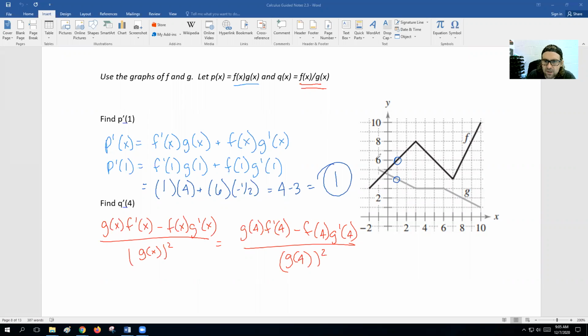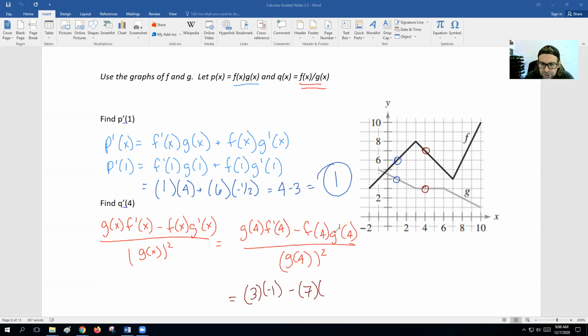Okay, so we're going to go over to 4. I'm going to circle these spots here, see what we got. All right, so G of 4. Where's G located at 4? It is located up here at, is that 3? Yeah, that's 3. Times F prime of 4. What's the slope of F at 4? The slope of F here is down 1 over 1. So that's negative 1. Minus F of 4. What's the value of F at 4? That's at 7.